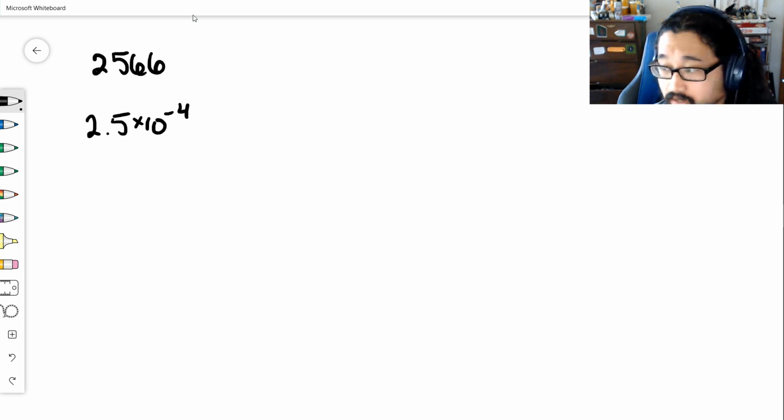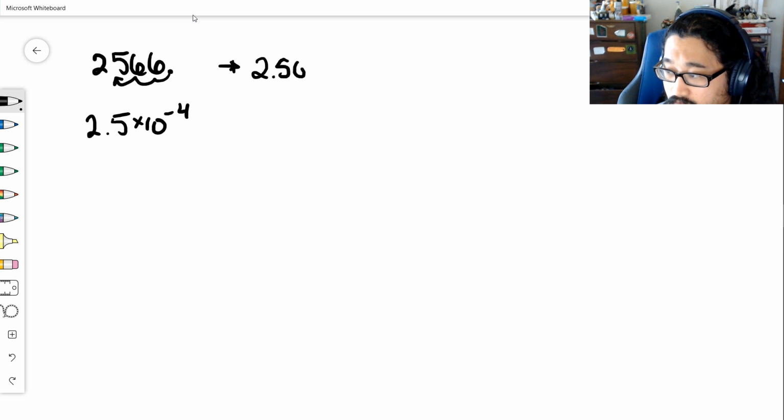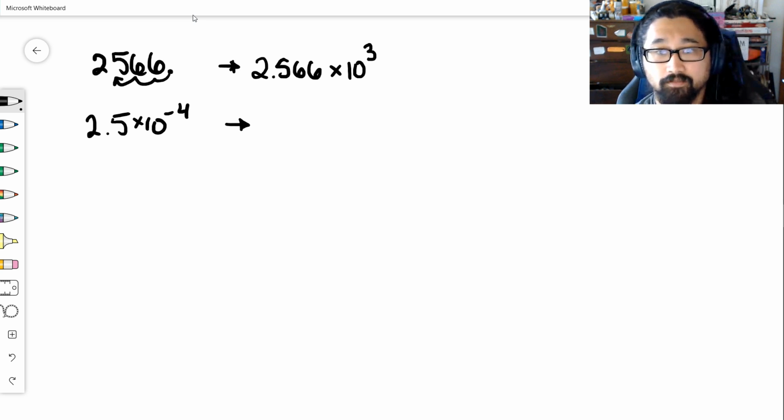So if I'm looking at this right here, the decimal place would be here. I would have to move it 1, 2, 3 spots. So this should, in scientific notation, look like 2.566 times 10 to the third, and it is a plus 3 because my number is larger than 1. This is in scientific notation.